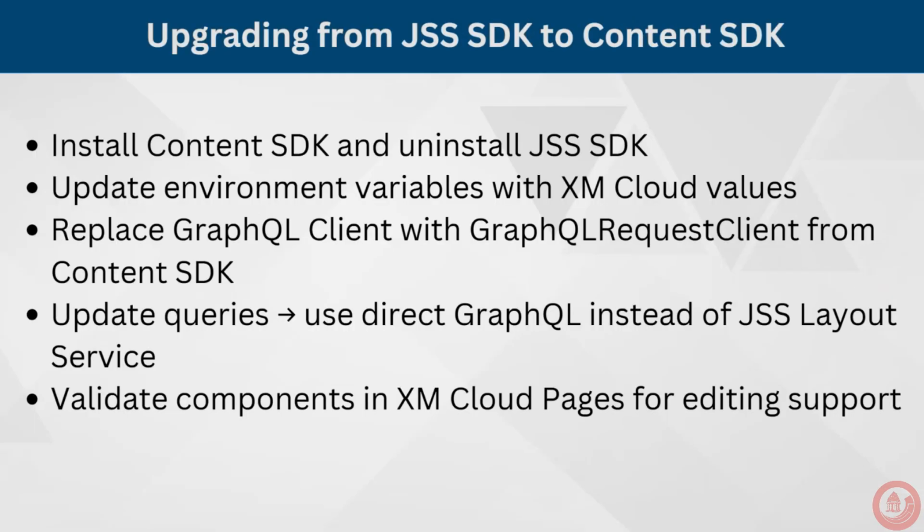Now, what are the upgrading steps from JSS SDK to Content SDK? So to upgrade, firstly, we need to install the Content SDK. We'll be showing the demo of how you can install the Content SDK. After installing, you can uninstall your JSS SDK. Then we need to update the environment variables. All the environment variables can be found from our developer settings in our XM Cloud.